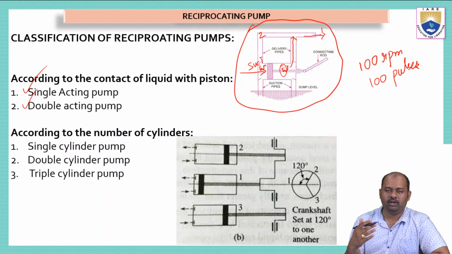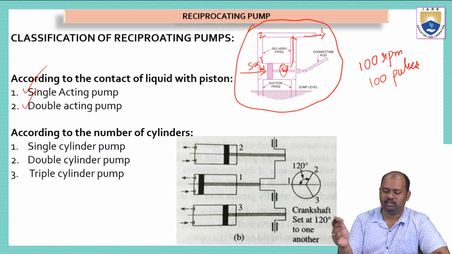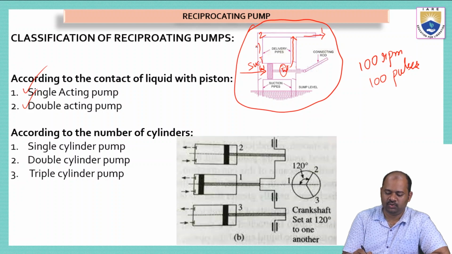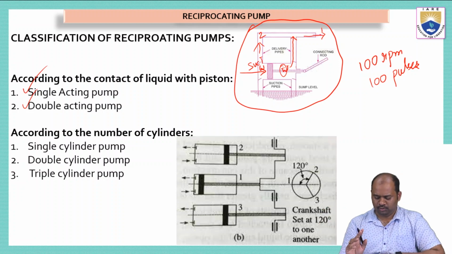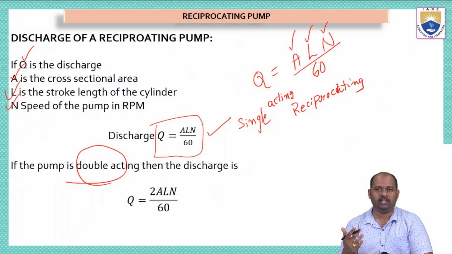In order to avoid this and to get a uniform flow, we have designed this double acting reciprocating pump, where in each stroke you will get some water sent into the delivery pipe. Here we can see these two delivery pipes are attached to a single pipe, where we can get the same amount of water. That means we can combinedly get a continuous flow of water. So this is what happens when we use a double acting reciprocating pump.